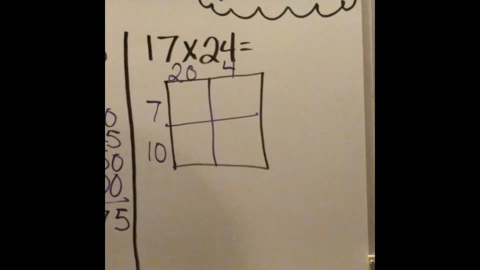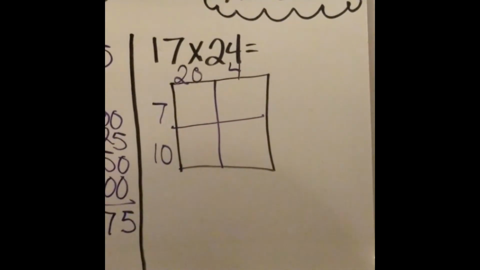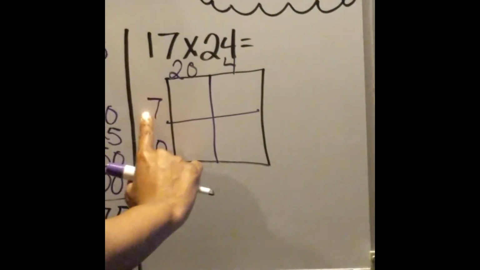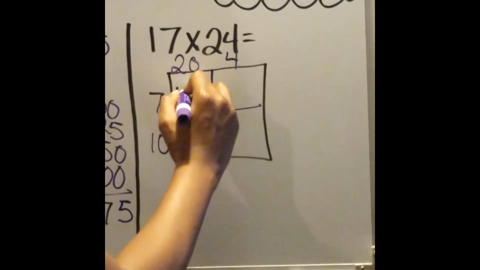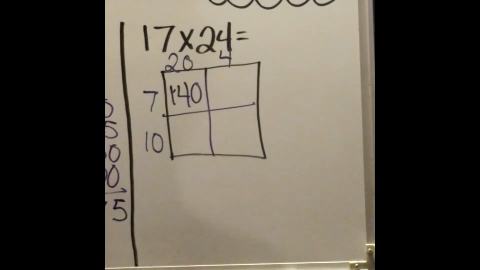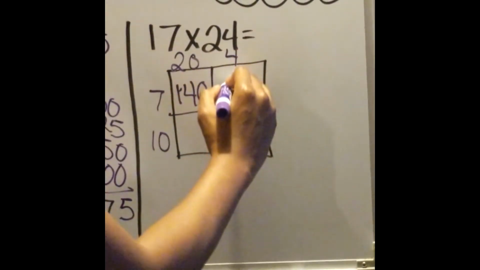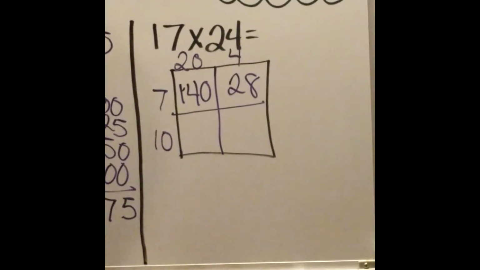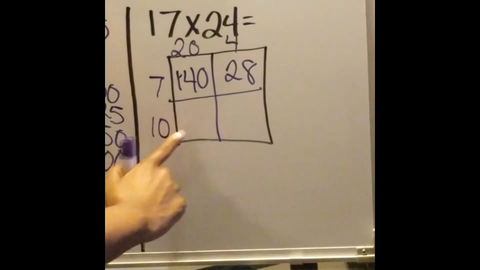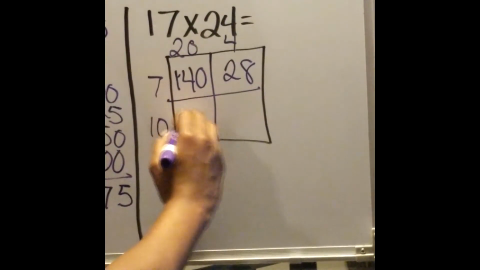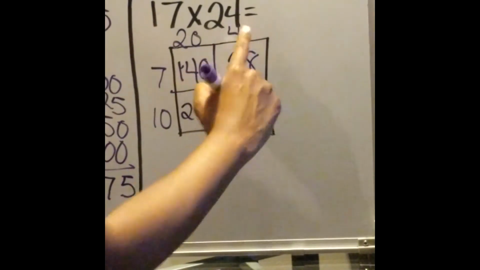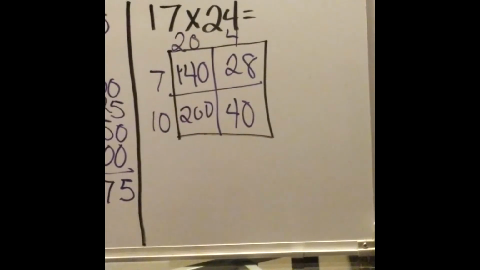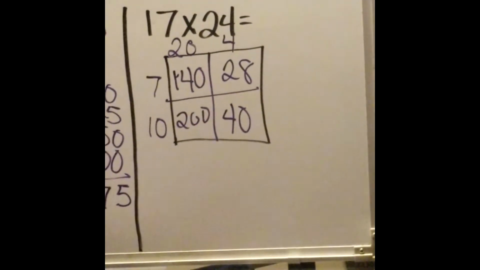What do I do first? Awesome. I will do each row at a time. So I will have 7 times 20, which is 140. Then I do my 7 times 4, which is 28. Now I'm going to do my next row. Exactly, you guys. I have 10 times 20, which is 200. And then I have 10 times 4, which is 40. Now I have my 4 partial products. Can anyone tell me what I need to do next?